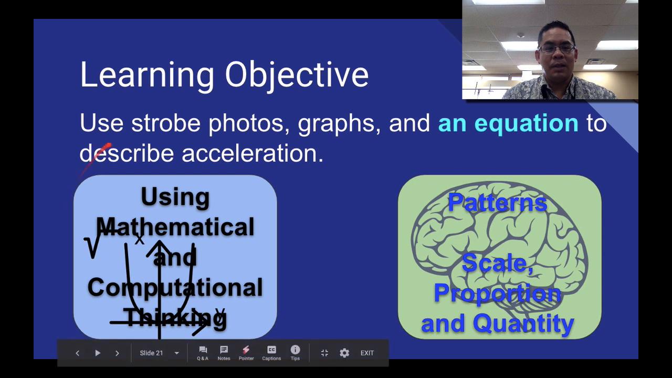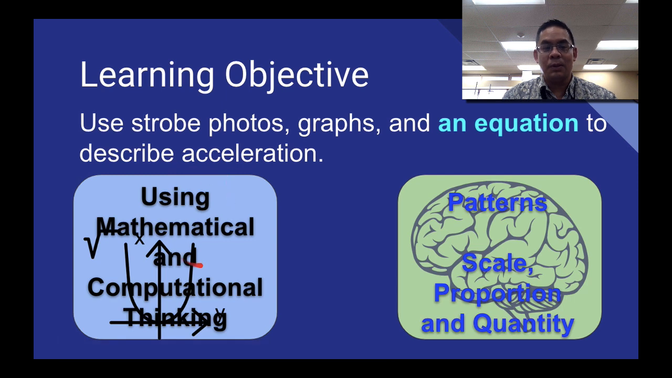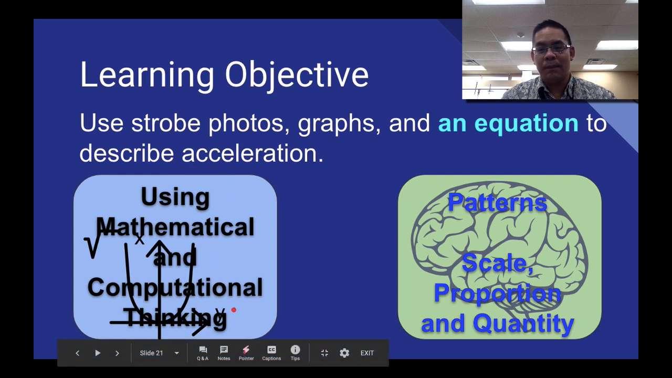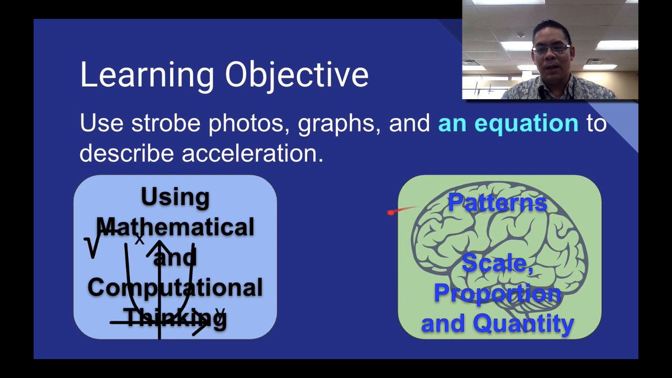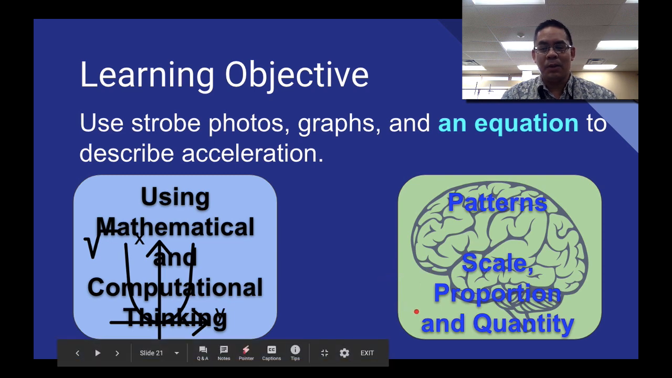So our learning objective is now, instead of using strobe photos and graphs, we're going to use an equation to describe acceleration, which means we're going to be doing some mathematics and computational thinking. And of course, within equations, you got to be able to recognize patterns, be able to see relationships, and then scale, proportion, and quantity, because we are going to do some mathematics.